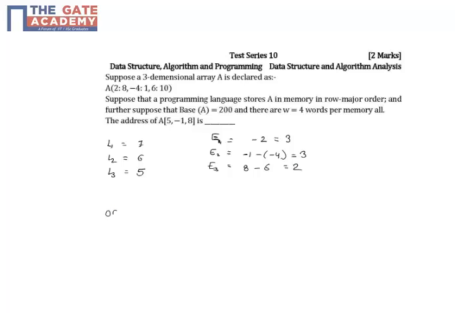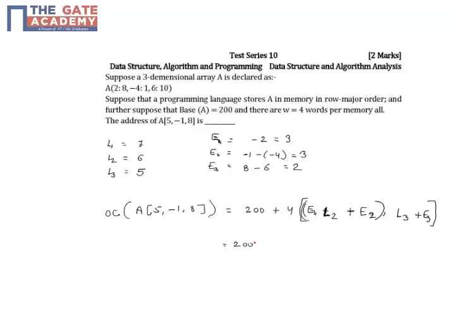Now my location formula: location of array 5 comma minus 1 comma 8 is equal to base address 200 plus my W, that is 4, multiplied by E1 L2 plus E3, plus E2, not E3, sorry, it should be E2, multiplied by L3 plus E3, and this complete term should be multiplied by 4, so it will be 200 plus 4 times E1 plus E1 into L2.